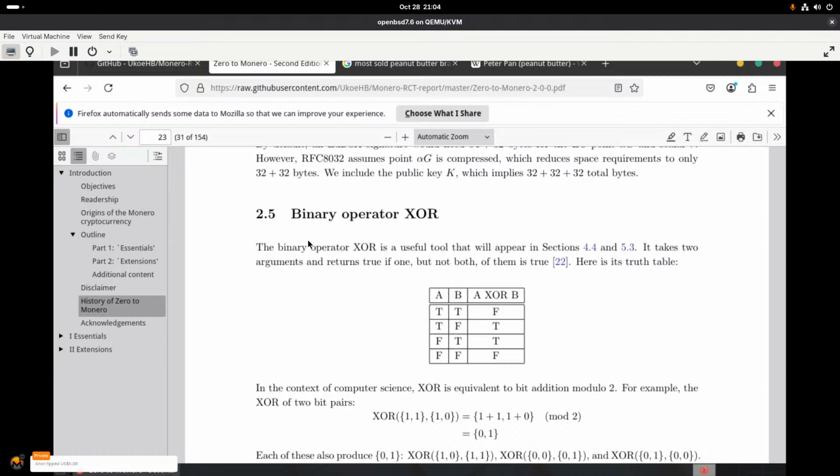Binary operator XOR. Binary operator XOR is a useful tool that will appear in sections 4.4 and 5.3. It takes two arguments and returns true if one, but not both of them is true. Here's the truth table: A, B, A XOR B. T, F, T; F, T, T; T, T, F; F, F, F. Lots of F's, lots of T's.